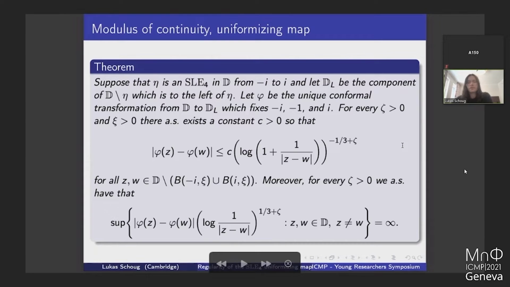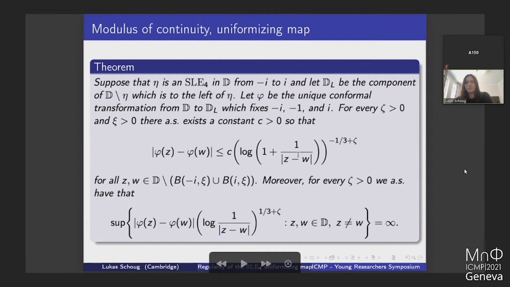So the first one is the modulus of continuity of the uniformizing map for SLE4. So basically ignore all of what's written here. It's just a lot of text to get the theorem here, but it's just describing the setting, which was the picture on the last slide. So basically, for every zeta greater than 0, we get this bound here with a random constant, and so we get this logarithmic bound on the modulus. This is the modulus of continuity that we get.